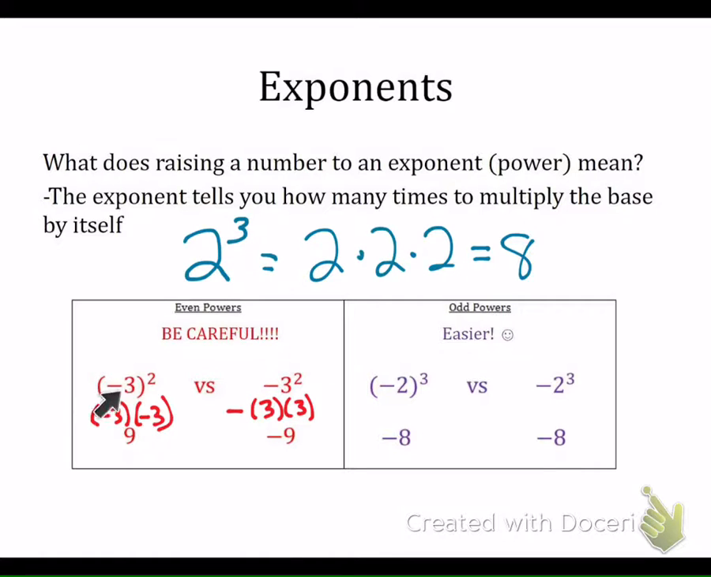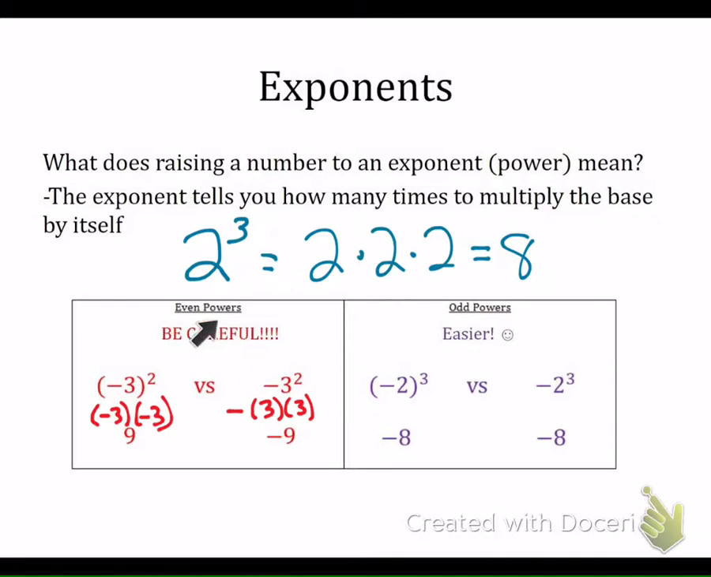Because when the negative's in parentheses, it is getting taken to that exponent. When it's not in parentheses, it is not getting taken to that exponent. And this really comes into play in tomorrow's lesson. When we're doing the order of operations, you have to have a good handle on is the sign being taken to the exponent or just the number being taken to the exponent, okay?